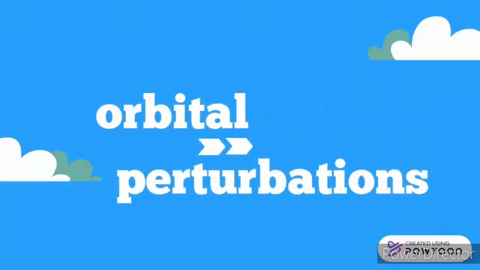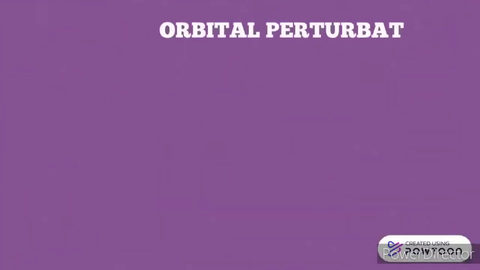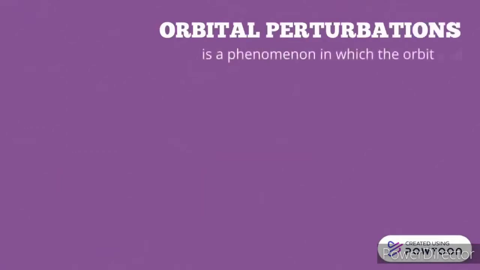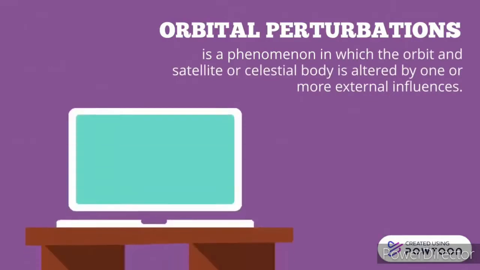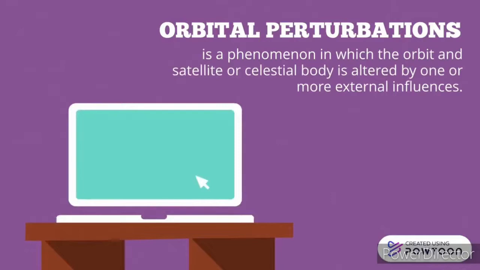Orbital perturbations. Orbital perturbation is a phenomenon in which the orbit of a satellite or celestial body is altered by one or more external influences. Perturbations can be classified based on how they affect the Keplerian elements. Number 1. Secular variations. Secular variations refer to the Earth's magnetic field slowly changing on timescales that range from years to millennia.